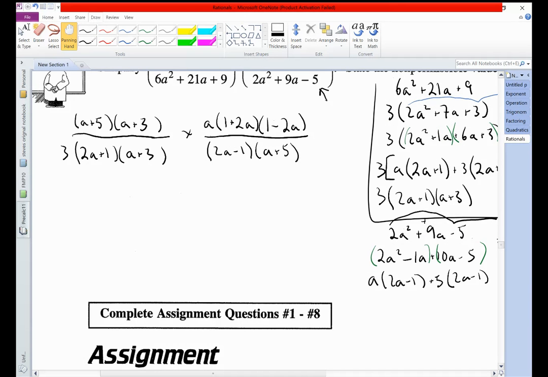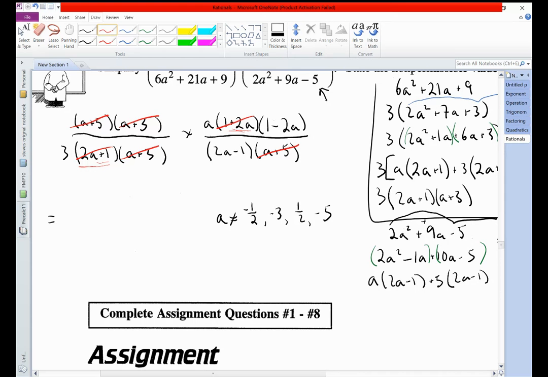So now we're here. We factored everything out, and now we can state our non-permissible values. So we can say a cannot equal -1/2, -3, +1/2, and -5. And we can start doing some canceling. So a plus 5 and a plus 5 cancel, which is great. A plus 3 and a plus 3 cancel, which is awesome. 2a plus 1 and 1 plus 2a are the same. It's because they're both positive values, so you can cancel those out.